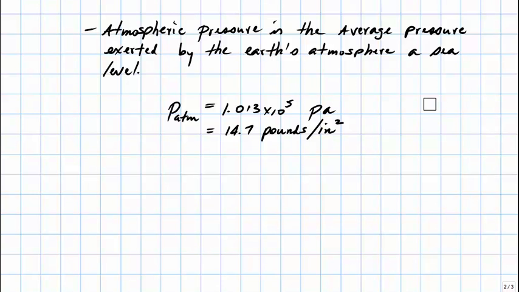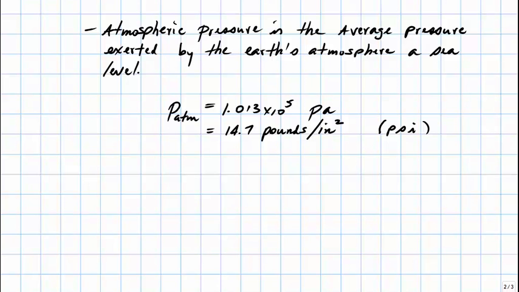Which is sometimes abbreviated as PSI. What this tells us is that every square inch of surface, whether it's a square inch on your tabletop, a square inch on a wall, a square inch inside of your ear canal, or maybe the tip of your thumb, every square inch of surface that's exposed to the Earth's atmosphere will experience 14.7 pounds of force. That's very significant. That's close to 15 pounds of force.